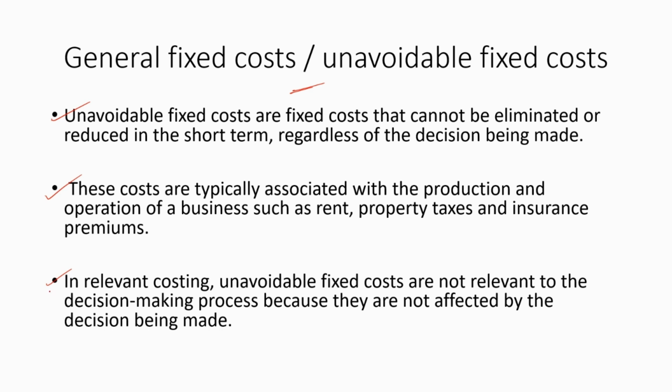Simply, these are the fixed costs that cannot be avoided. In other words, these fixed costs are incurred for the whole organization or for the whole company. A good example is rent. Whether the business operates in a month or not, they have to pay the rent because the rent is a fixed cost. This cannot be avoided. So these kinds of unavoidable fixed costs or general fixed costs are ignored under decision making because the decisions being made will not affect the unavoidable fixed costs.